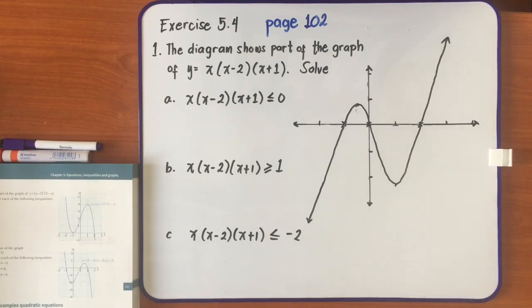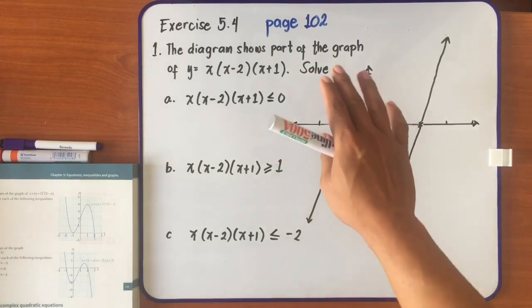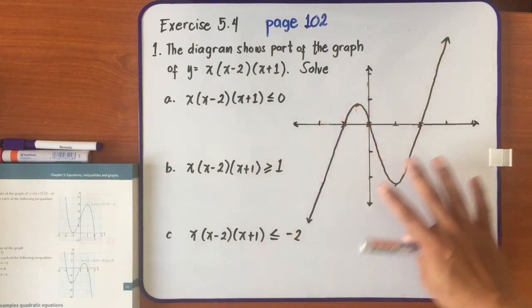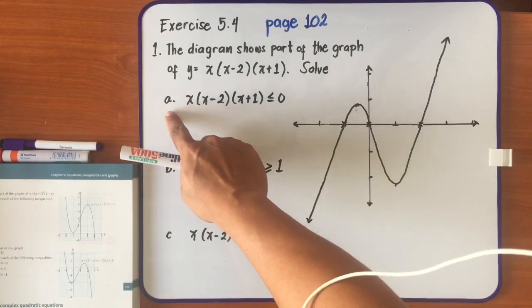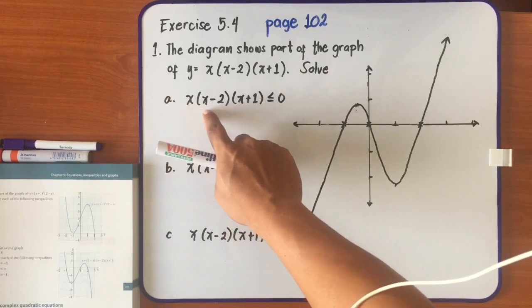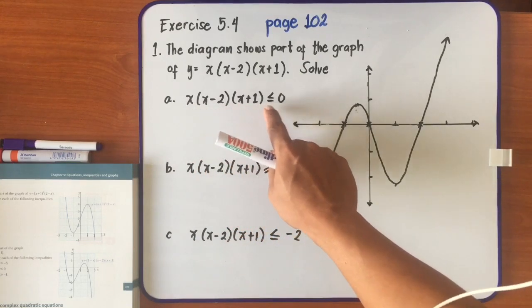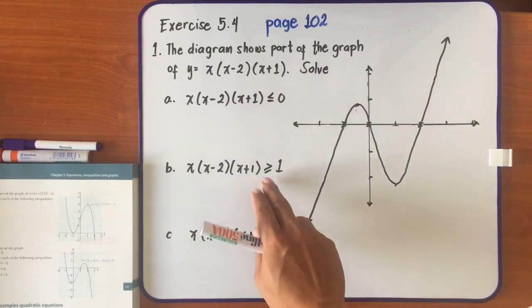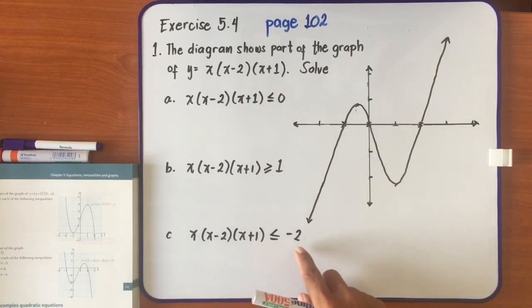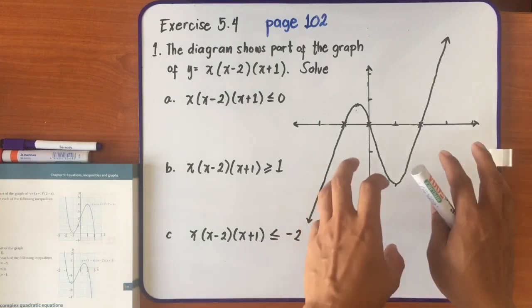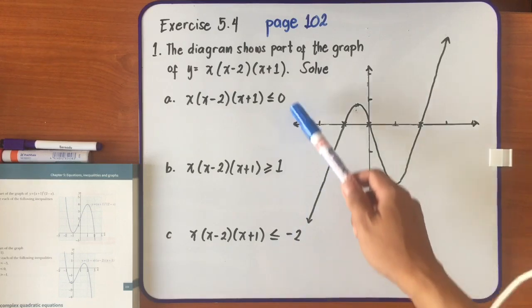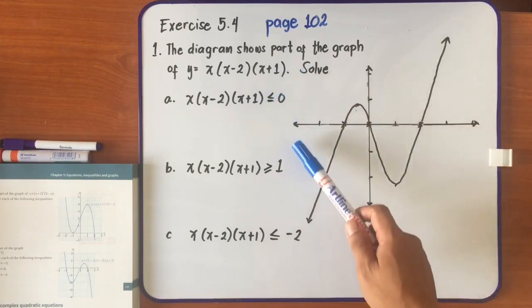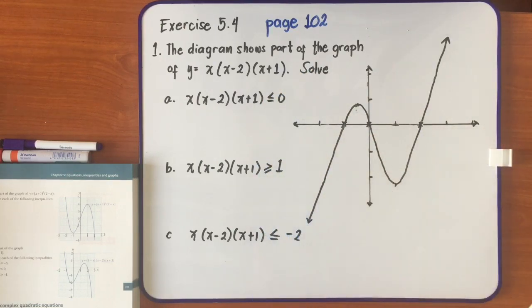Now, we are going to solve 3 things out of this graph. Number 1, the first one, is x bracket x minus 2 bracket x plus 1 less than 0, greater than 1, and less than negative 2. So it's very easy if you already have the graph. Why? Because what you are just going to take a look at is only these values, 0, 1, negative 2.